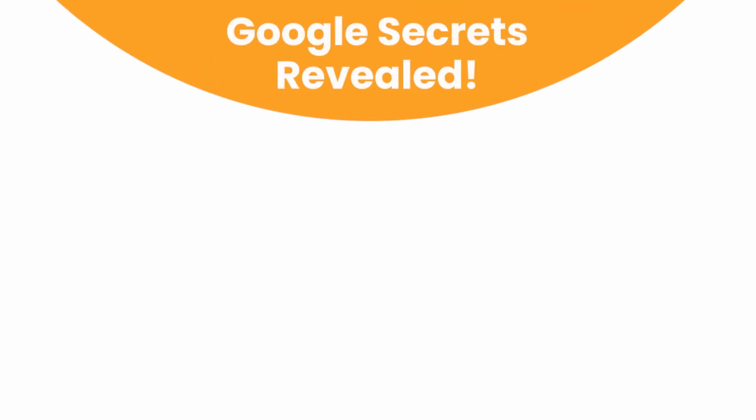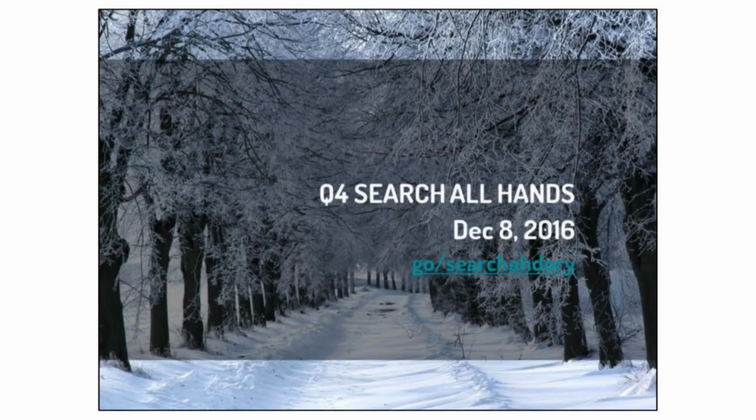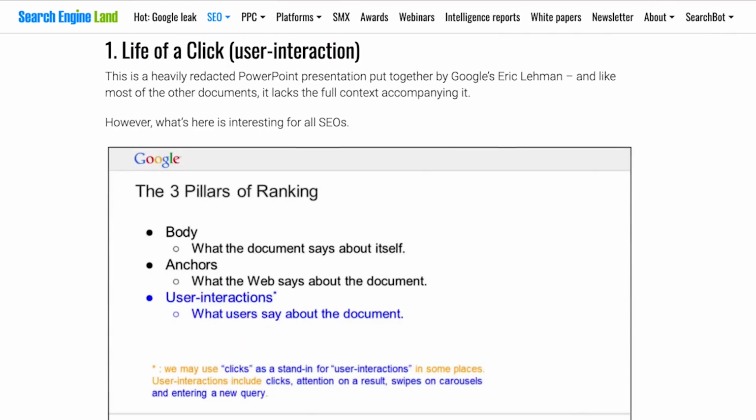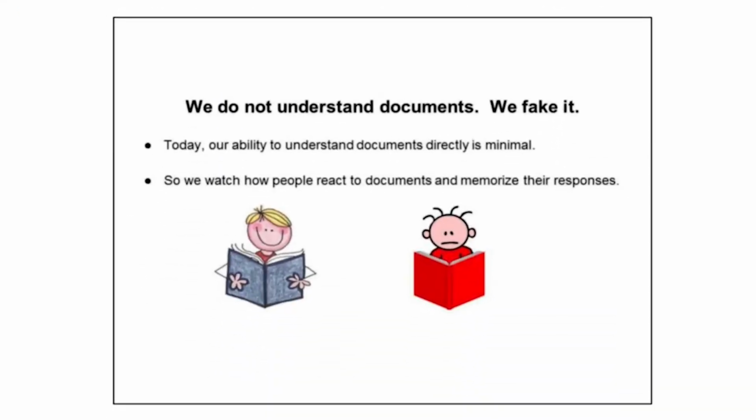So the first secret that was revealed in this investigation and with documentation that was made public is that Google heavily uses user data, or user experience data, user click data and user behavior to understand which content is good, and it is a huge part of their rankings. Now, back in 2016, one of their internal documentations showed that Google didn't understand content or documents to a great degree. This is their own words, not mine.